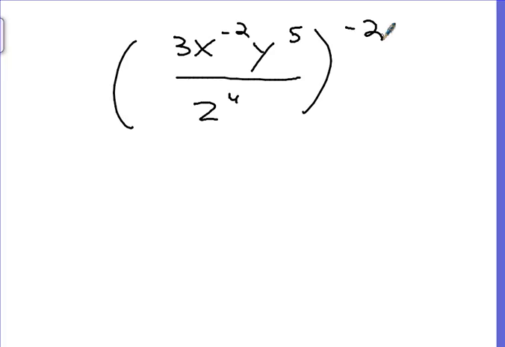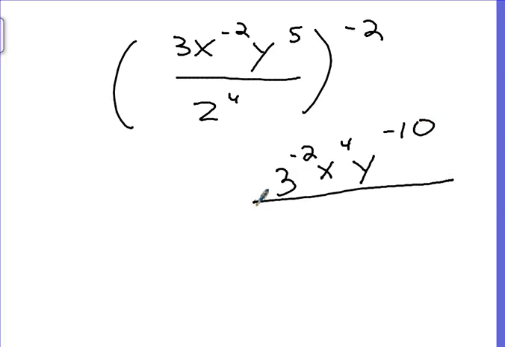So what does this equal? Well, don't you have to flip it? We'll do that last. Negative 6. This equals 3 to the negative 2nd power, x to the 4th, y to the negative 10th, over z to the negative 8th. Okay?